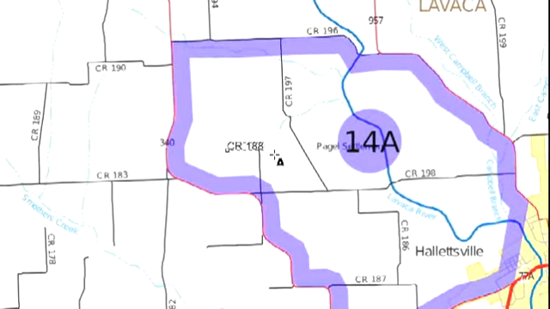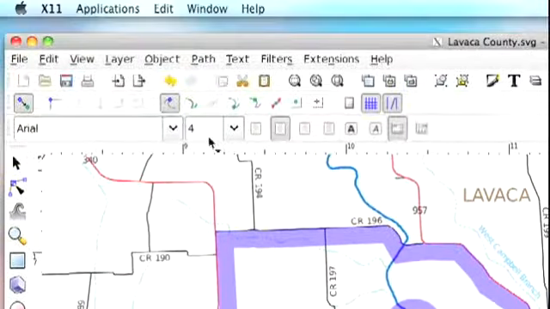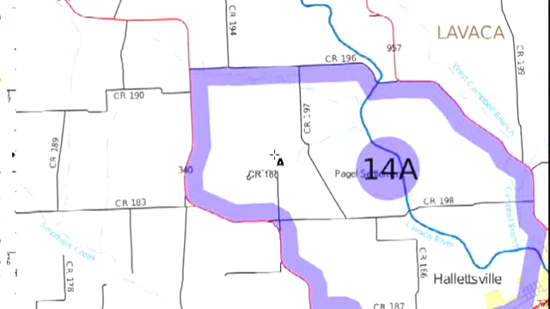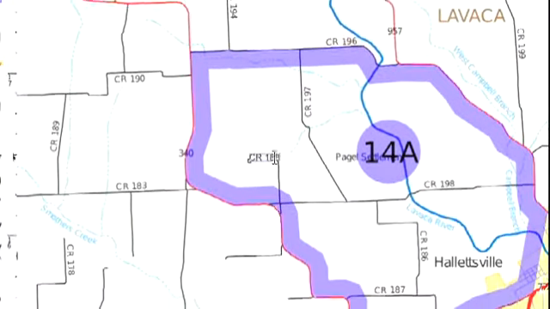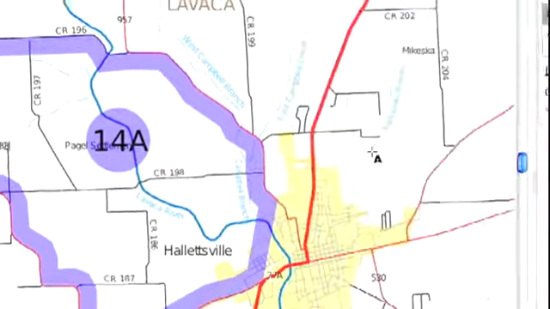Alright, now if you notice it's a little bit bigger than what we've got. Let's try a 4. That's too small. So how about a 5? Alright, that looks just about right. Now what we want to do is rotate this so that it's in line with this street.